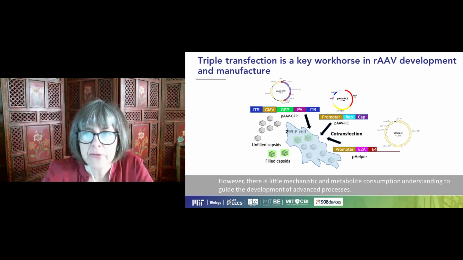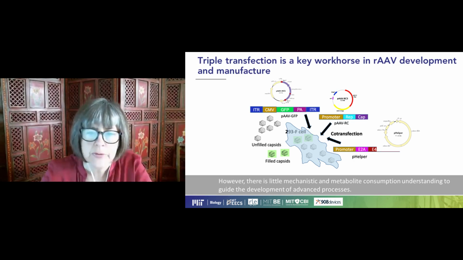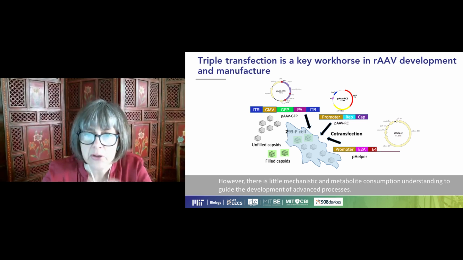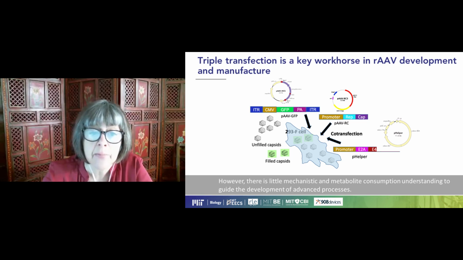So typically viral vector, recombinant AAV, is produced using triple transfection in HEK293 cells. This works pretty well. It's pretty well established. However, viral titers are still very low, way too low to be able to use these therapies in actual indications. Also the capsid quality, so there's a lot of empty capsids, and this needs to be remedied as well. And there is also very little mechanistic understanding of how metabolite consumption can guide the development of more advanced processes to overcome these challenges.